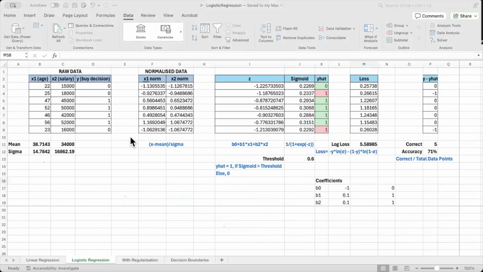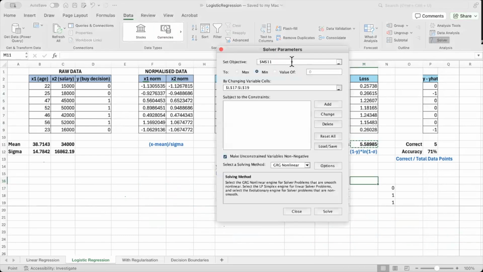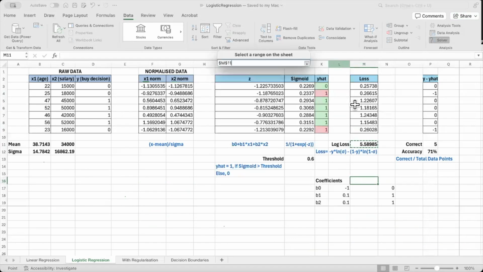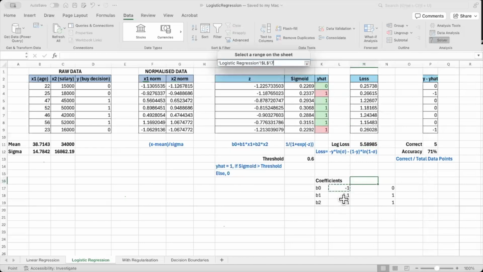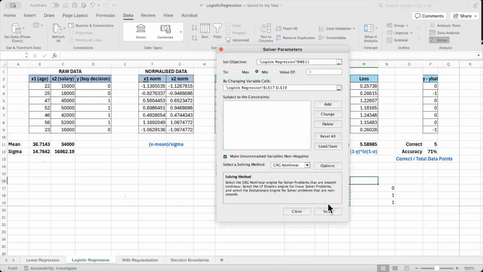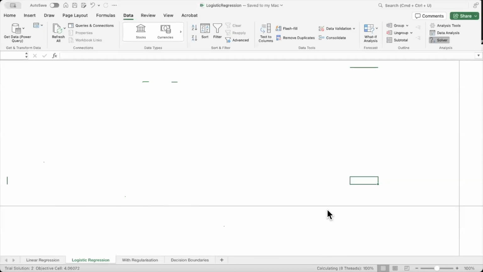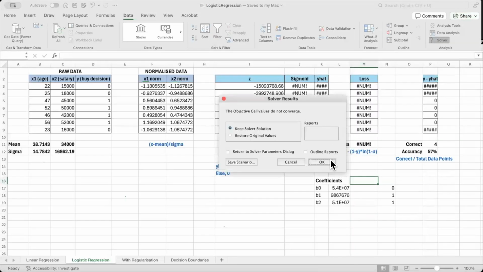Okay, so now let us set up the solver. I go to Data, Solver. Here I have to minimize the loss function, so minimize this by changing the values of beta 0, beta 1 and beta 2, and let us solve. Now it starts solving. Yeah, it has done something.